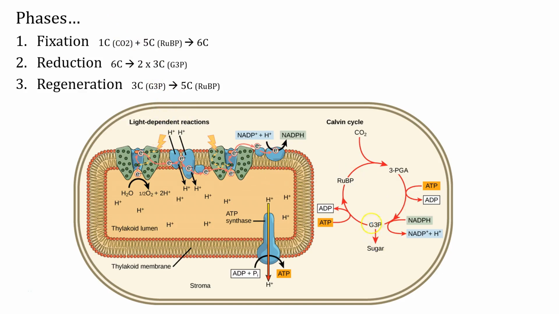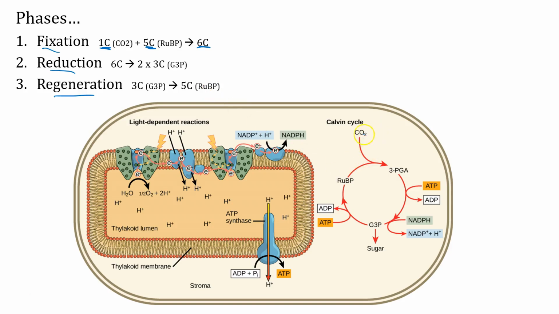There are a lot of things listed here, but I'll walk you through it, and I hope you find it's not too complex. It's not too hard to get your mind around. The fixation, reduction, and regeneration, 3 phases. So what happens in fixation is a 1-carbon molecule gets attached to a 5-carbon molecule to make a 6-carbon molecule. If you take 1, you add 5 to it, it makes 6. Now the names of these molecules: CO2 is the 1-carbon molecule, and ribulose bisphosphate, or RuBP, is the 5-carbon molecule.